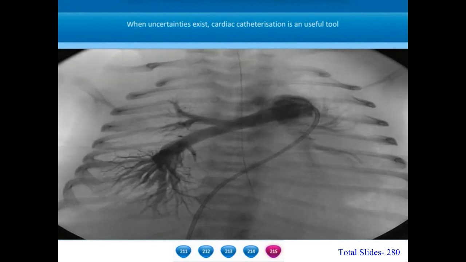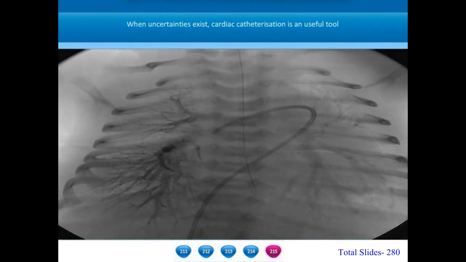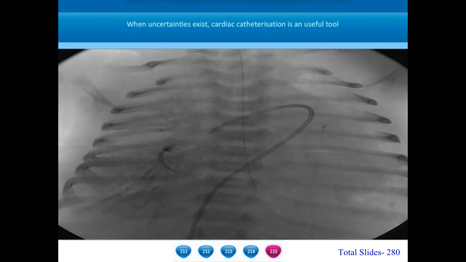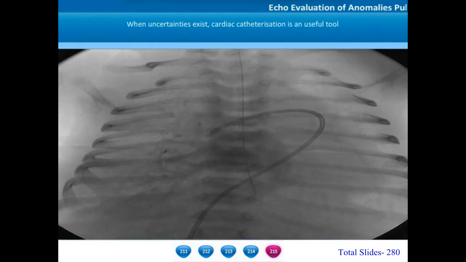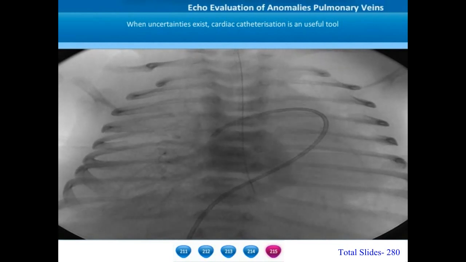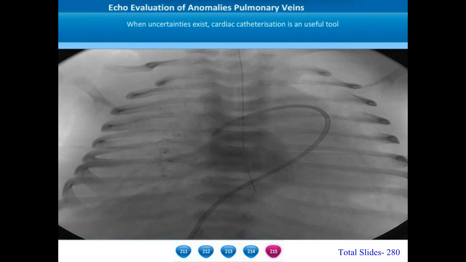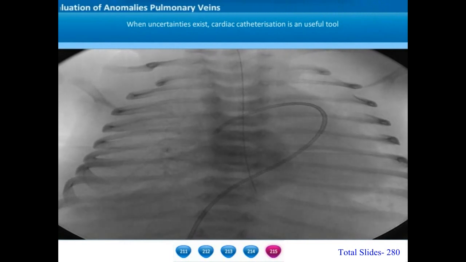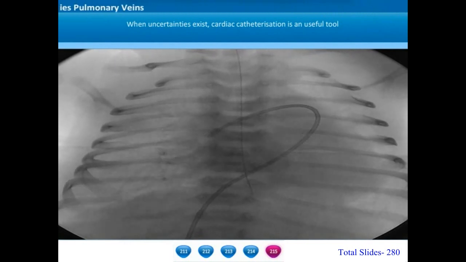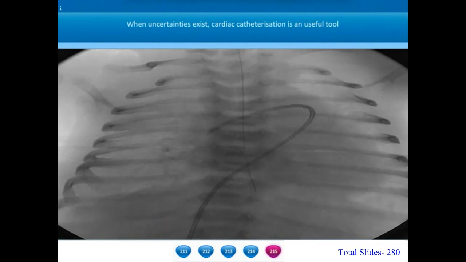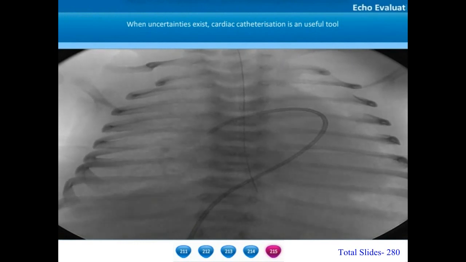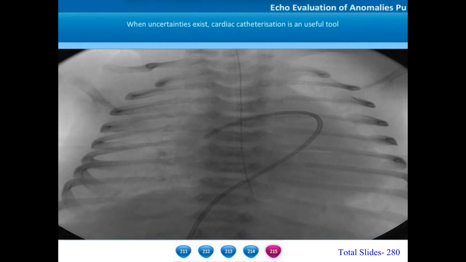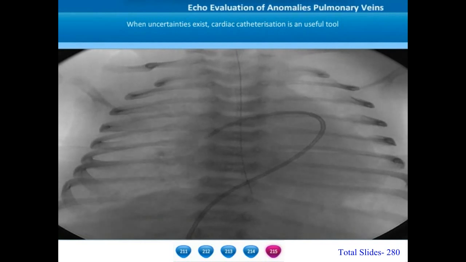Whenever there are too many uncertainties, it's better to resort to an angiogram, either a CT pulmonary angiogram or a conventional catheter angiogram. Here, a catheter is introduced into the pulmonary artery and a pulmonary arterial angiogram has been done. And when we look at the levo phase, the pulmonary veins fill a common chamber. The common chamber drains through a vein that initially coursed inferiorly towards the dome of the diaphragm.